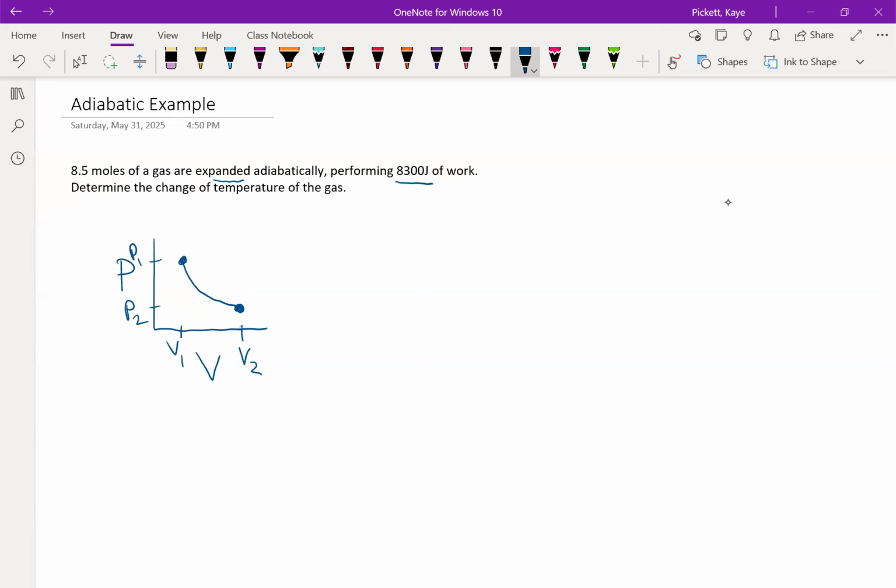That means that this is work done by the gas. The work being done by the gas here is positive, and so the work done on the gas is negative, because we always define work on the gas. All right, so I've got 8.5 moles.